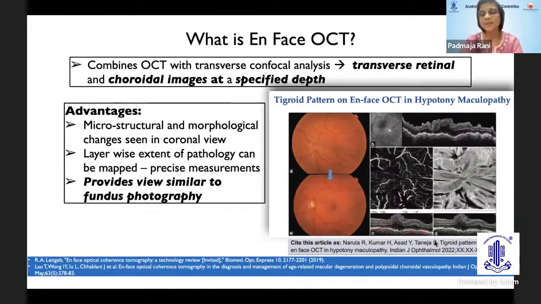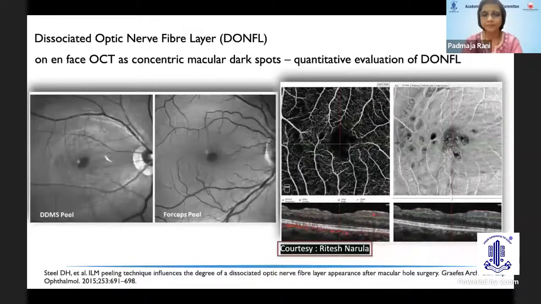When I was collecting all the images for this topic, I realized that this is something like a new life that is given to optical biopsy of histological sections of retinal layers that are seen on a conventional OCT scan. Here you can see an example of Ritesh et al. They presented a case report of a tigrade pattern of hypotonic maculopathy. You can see beautifully on the NFAS image the choroidal folds very clearly, and one can understand immediately the pathogenesis as well as the layer involvement.